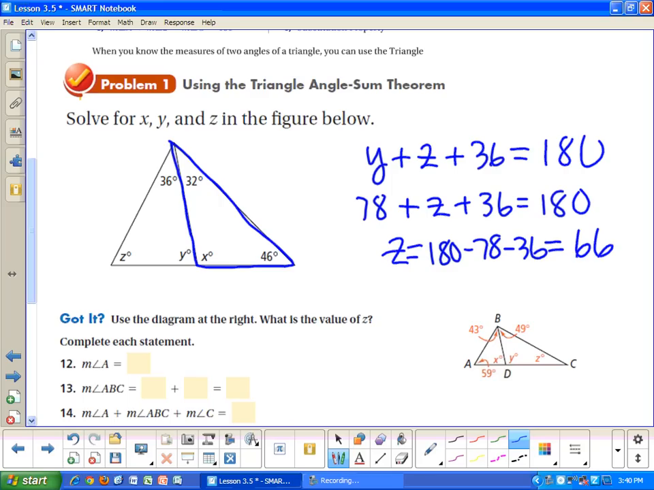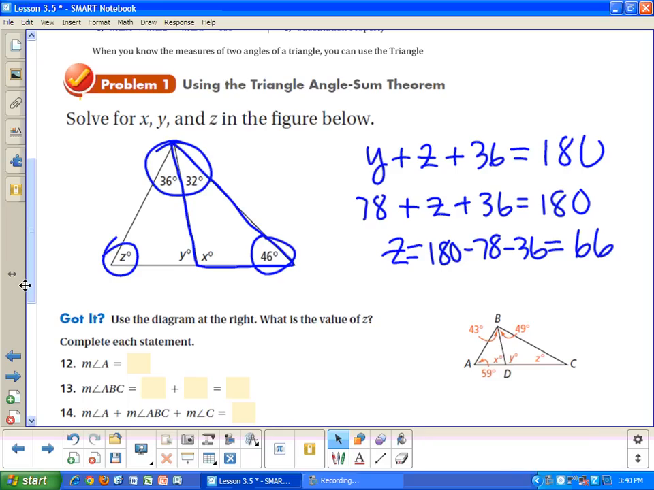And then if you wanted to check your answers, you could make sure that they all add up to 180. Another check would be this 46 plus these 2 together plus z would also have to add up to 180.